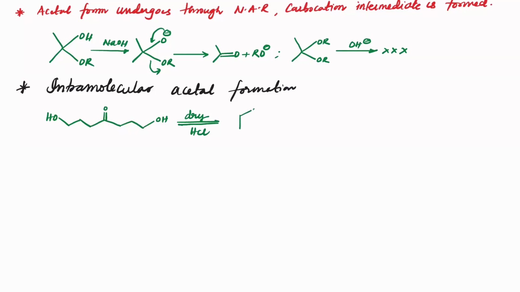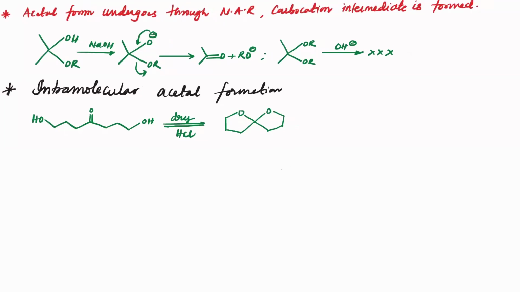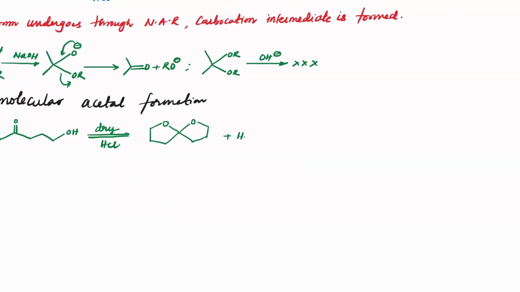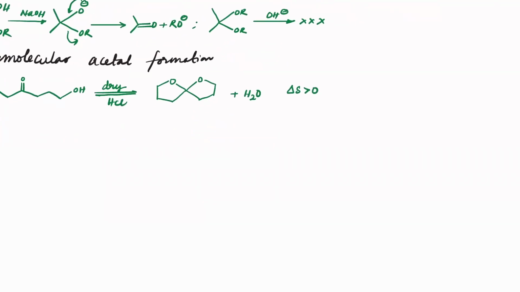So it is basically O this way, O this way. This is the ring size formed here, plus H2O. Delta S will be greater than 0. By the way, I can write this molecule in this form, or I can write the molecule in the other form. Both of them are one and the same, because distance-wise they are at the same distance.